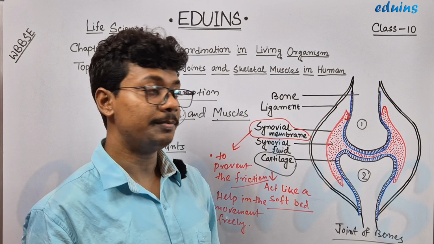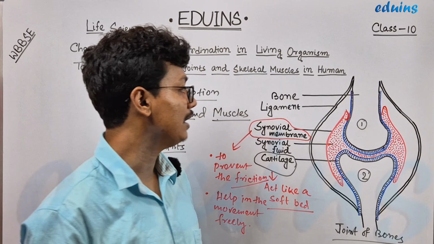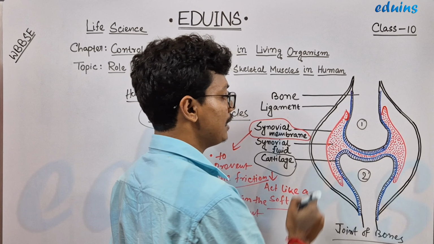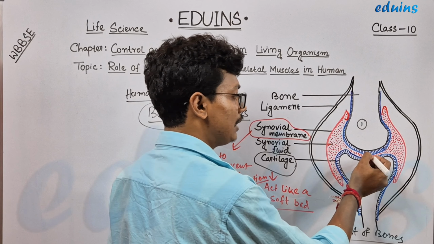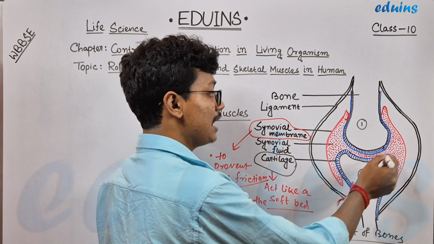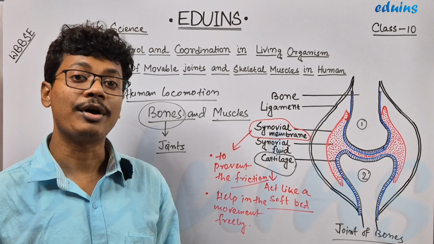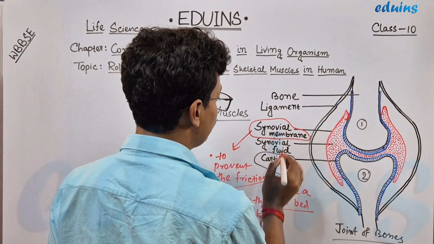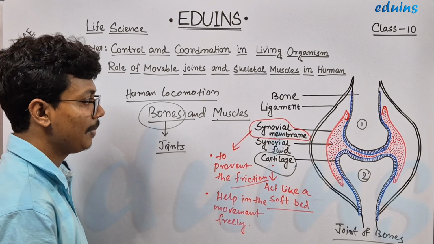In the case of old persons, this synovial fluid decreases, and also the cartilage layer or thickness of the cartilage decreases. That's why they have joint problems. So this is the synovial fluid and this is cartilage.